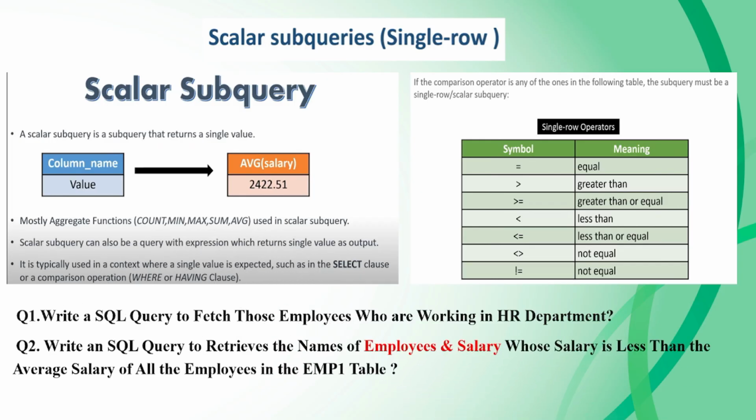So here is the next problem statement guys. Write an SQL query to retrieve the name of the employee and salary, whose salary is less than the average salary of all the employees in the EMP1 table. So let's try to understand this single row subquery with practical.